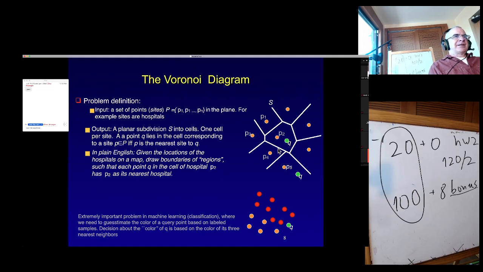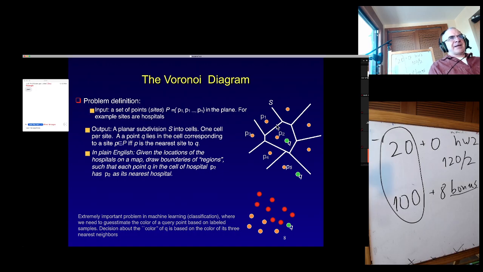The cell of P2 is all the points in the plane that will say, out of all the hospitals, P2 is the nearest hospital to us. The cell of P1 is all the points which will say, out of all the hospitals, P1 is the nearest hospital to us.